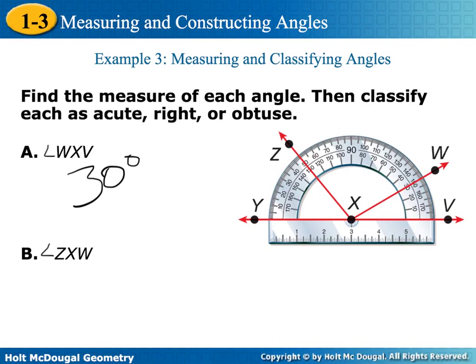For B, they want me to look at ZXW. So here, it doesn't start on an edge. So I have to figure out what these measures are and then subtract them. So I need to subtract my W information and my Z information and find the absolute value. So let's look at W. Let's start on this side now. Since I'm starting on the left, I'm going to use the outside of the edge. So I'm going to use all the way here. The W goes all the way over to 150.